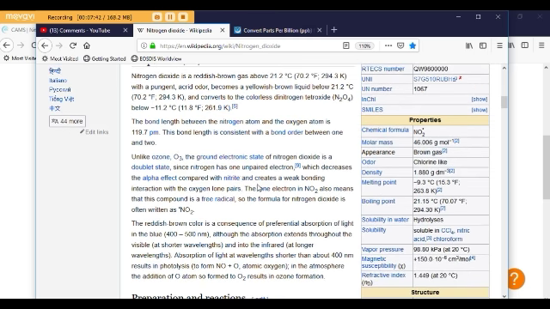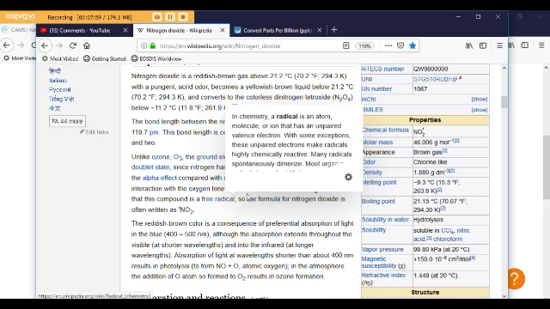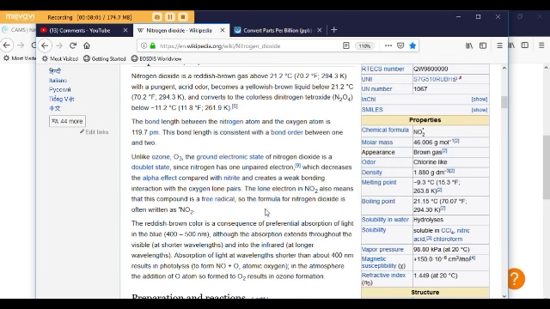Unlike ozone, the ground electronic state of nitrogen dioxide is a doublet state, since nitrogen has one unpaired electron, which decreases the alpha effect compared with nitrite and creates a weak bonding interaction with the oxygen lone pairs.